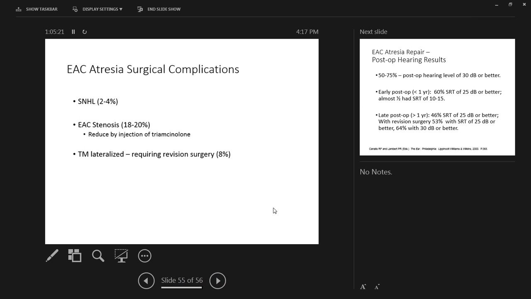Complications: sometimes sensorineural hearing loss, and that could be profound. You can have stenosis. That does happen a bit of the time, but you can use a steroid to keep it from getting too swollen. You can have the eardrum literally lateralized off of where it's supposed to be. You can have a revision surgery.